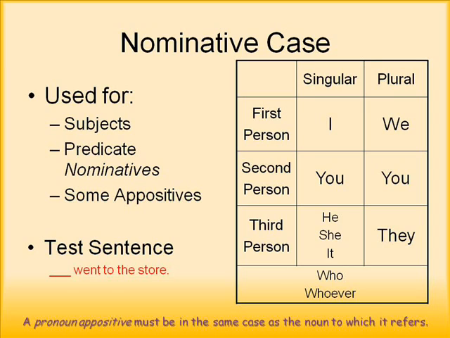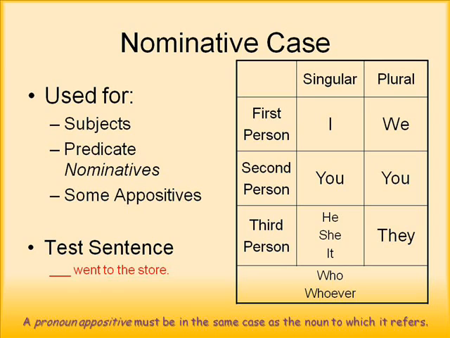Now, if you can't remember which ones are nominative case, the test sentence is to put it in as a subject. Blank went to the store. So I went to the store, you went to the store, they went to the store, we went to the store, she went to the store. If it fits into that sentence, blank went to the store, then it is a nominative case pronoun.